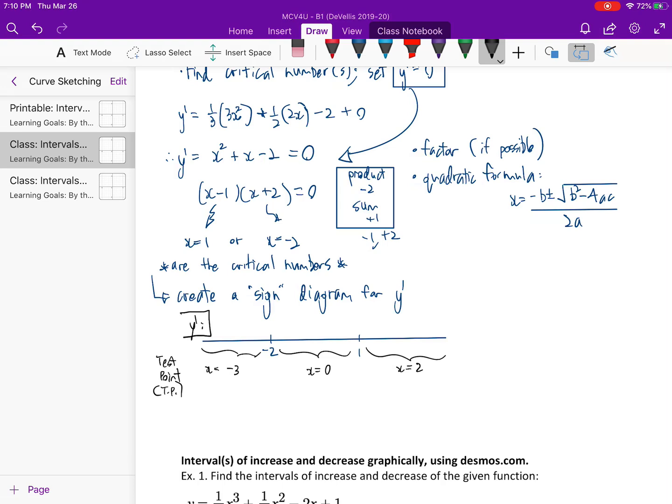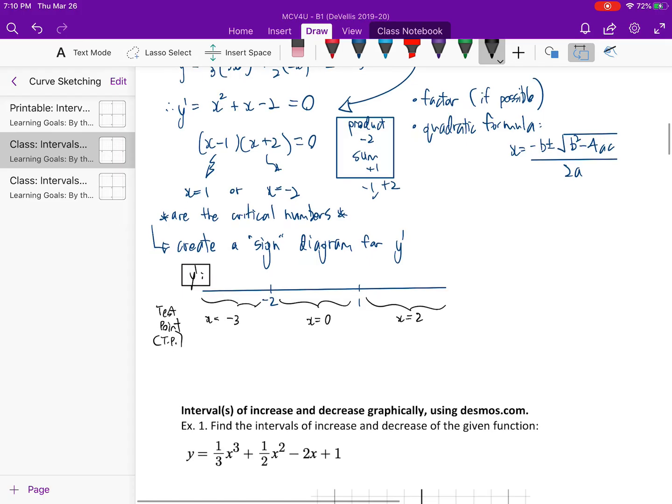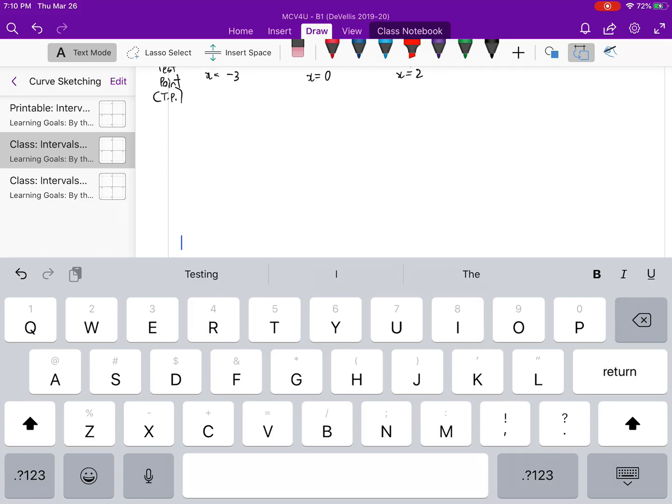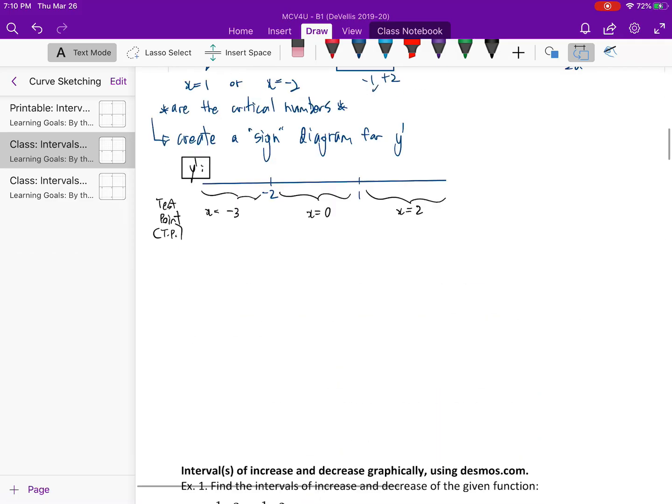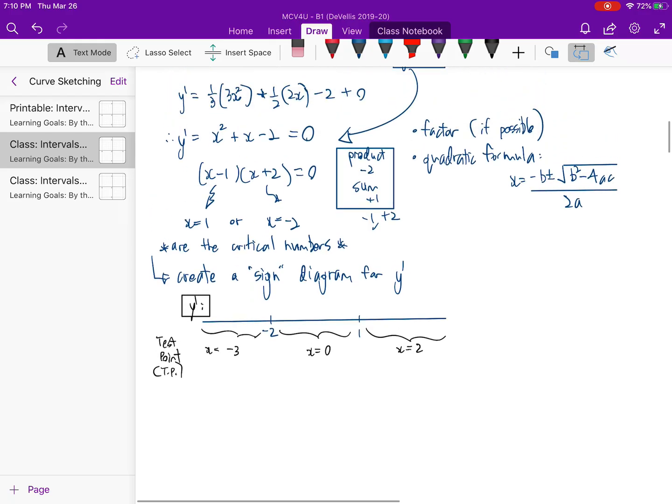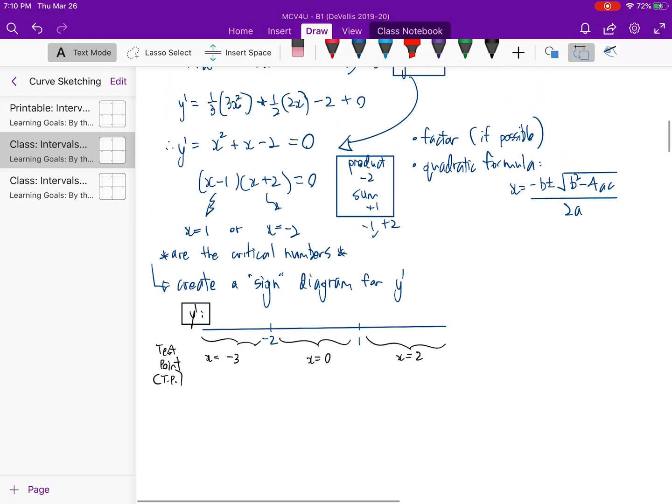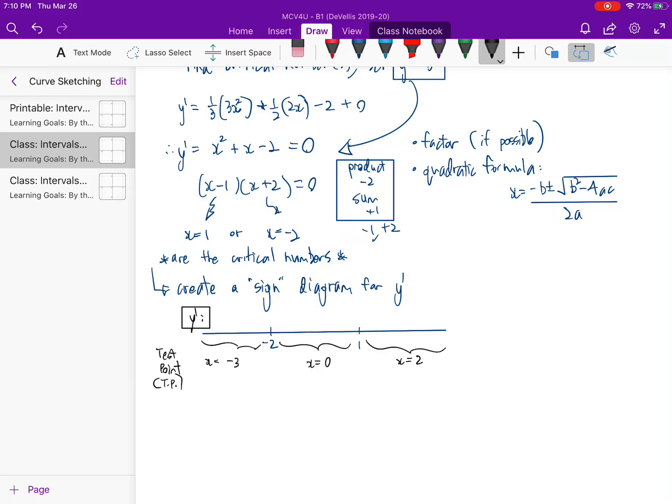And I usually write it here so we remember to use y prime and not the original function, because the original function wouldn't really tell us a heck of a lot that's really relevant. So now we're going to go ahead and, in our derivative function, which was this one here, y prime, let's use this version, the factored version.